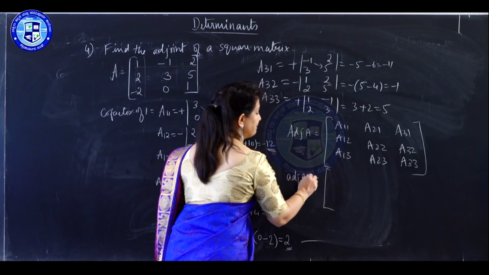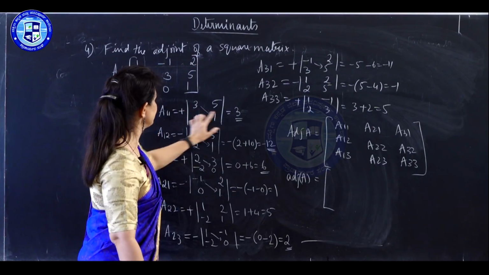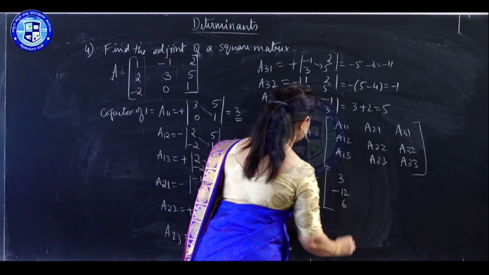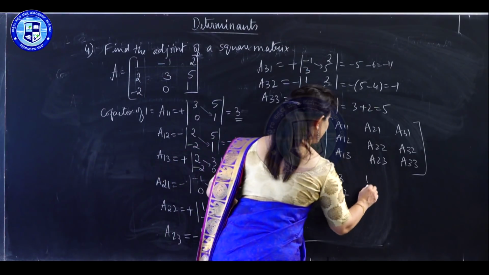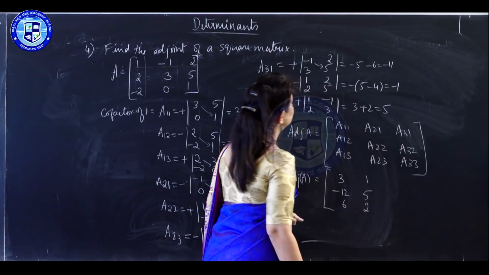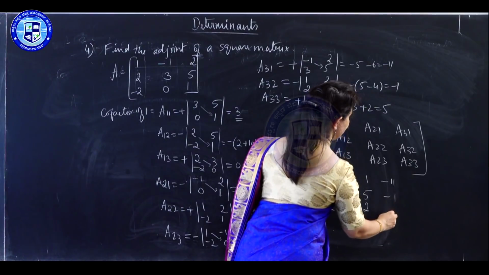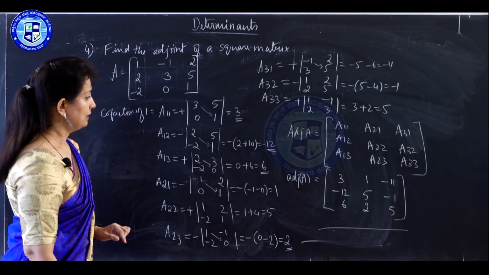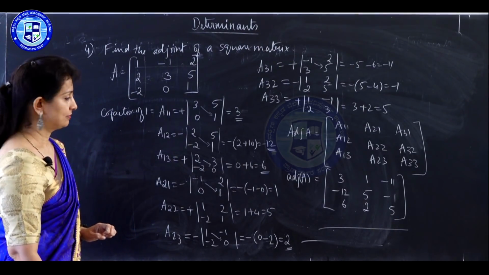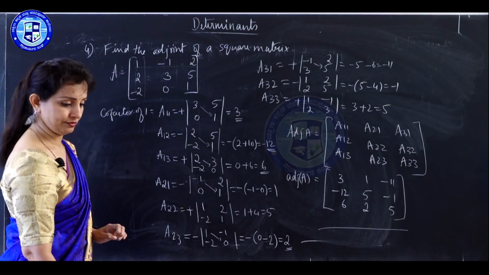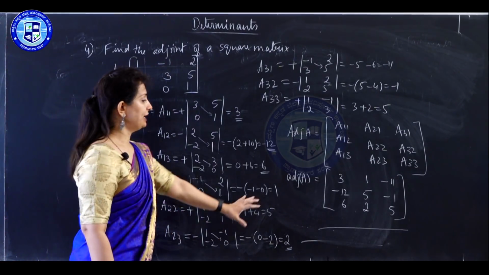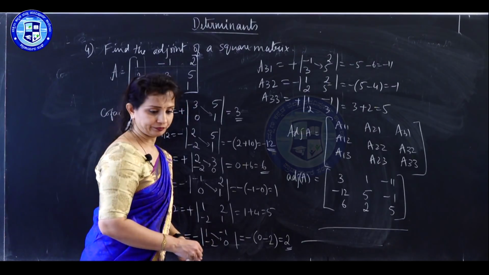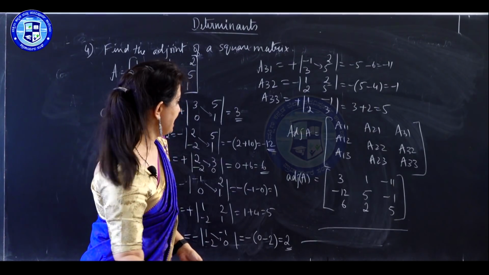So, adjoint A can be written with A11 as 3, A12 as minus 12, then 6, then A21 as 1, A22 as 5, then 2, then minus 11, minus 1, 5. So the adjoint A has first column 3, 1, minus 11. We get the adjoint by finding the cofactor of each element and writing the transpose of it. Let us see the next theorem.